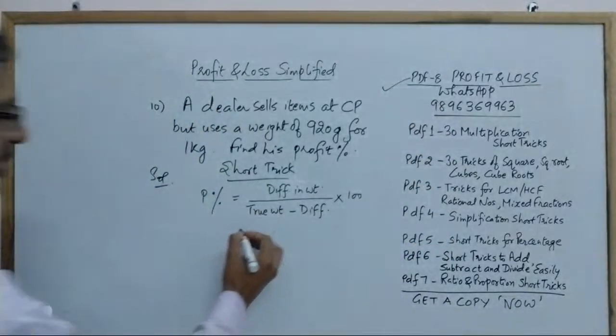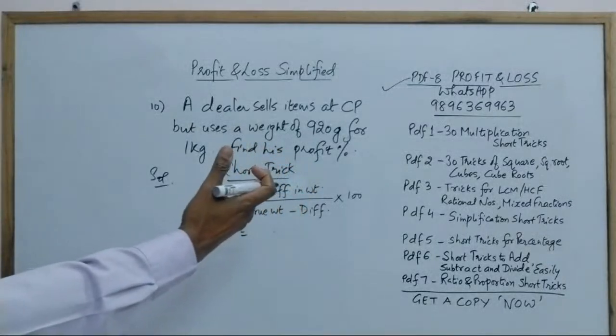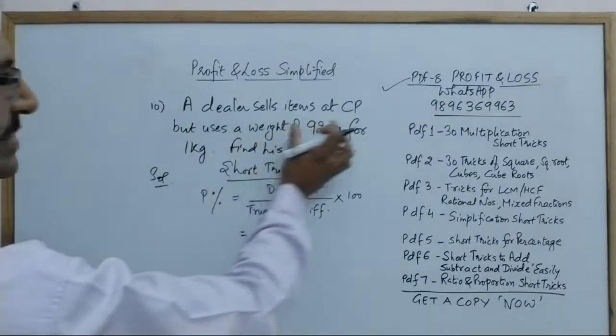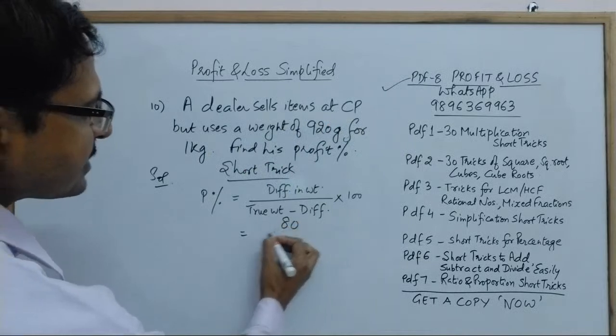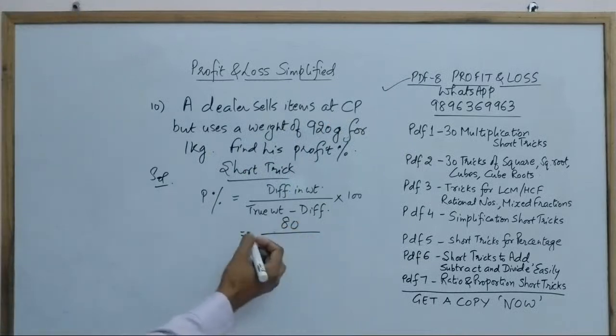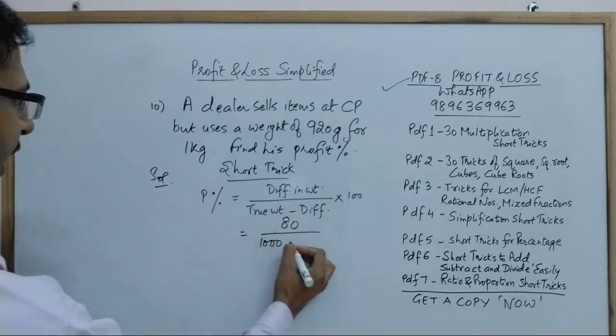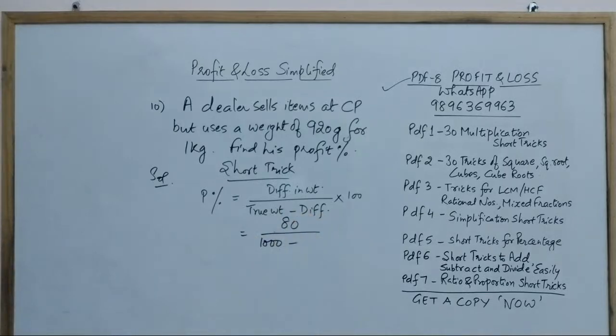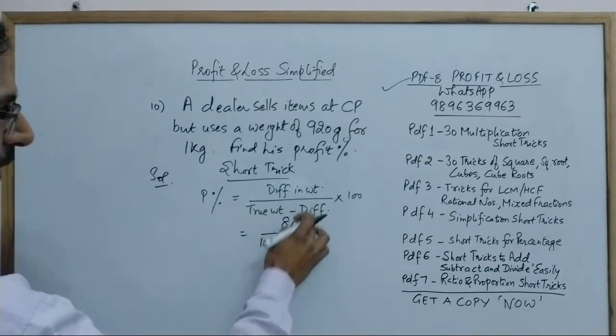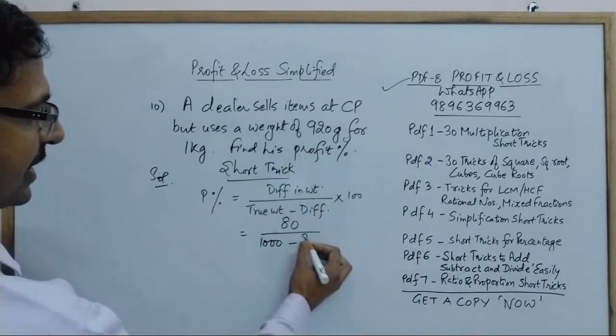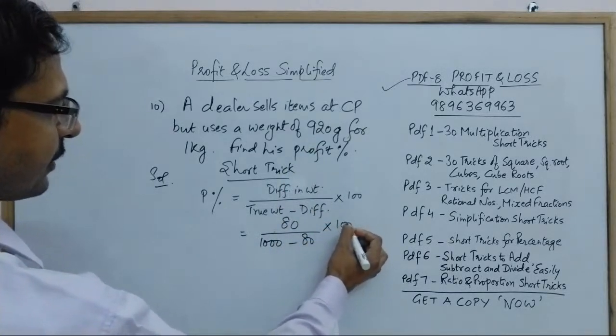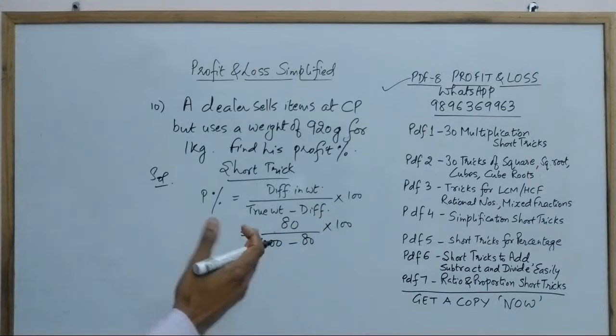In the meanwhile, let me just solve it for you. What is the difference in weights here? This is 1000 grams and this is 920 grams. Difference is 80 grams. True weight is obviously 1000 grams, and now be careful here, this is not wrong weight, this is difference in weight. Difference in weight is 80 and then multiplied by 100 to get to the correct answer.